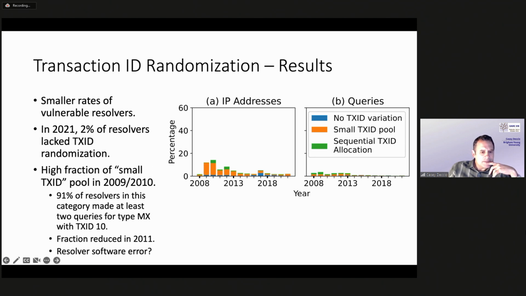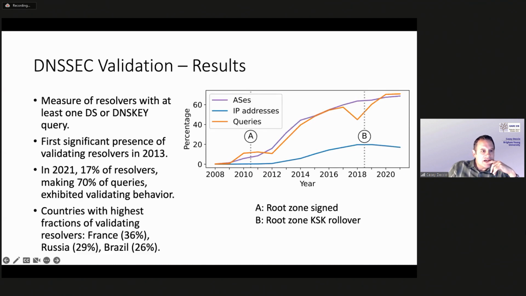Okay. Moving along. My slides aren't advancing very well. Oh, there we are. Okay. All right, back to DNSSEC validation.